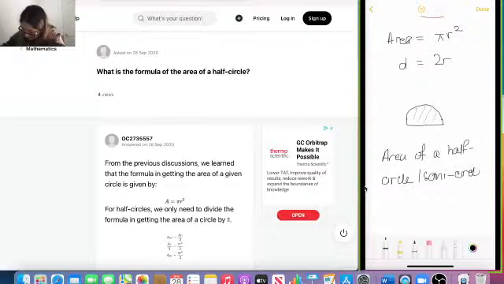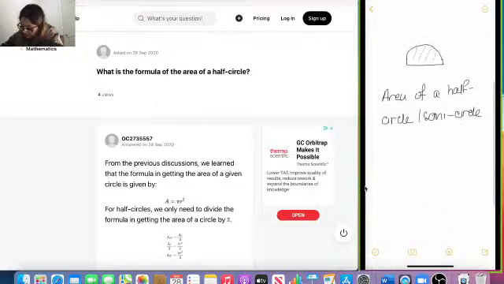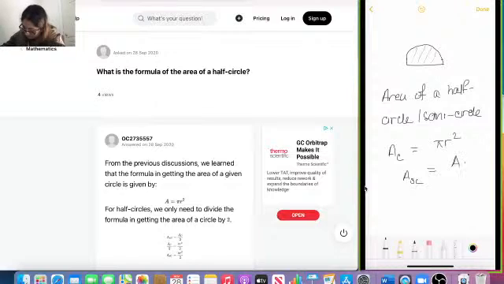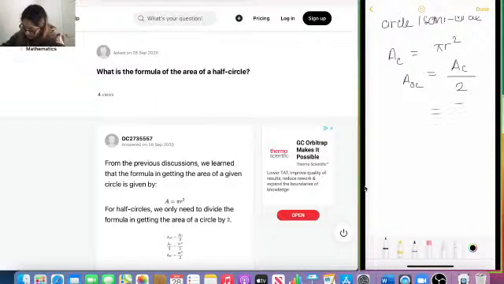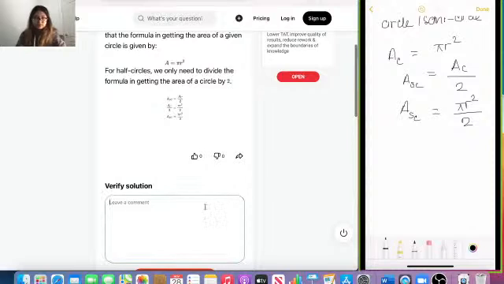is basically, since it's half, the area is also going to be half. So you can say that the area of a circle is equal to pi r squared, and the area of a semicircle is basically pi r squared over 2. Area of semicircle is equal to pi r squared over 2. And yes, this is what they have got.